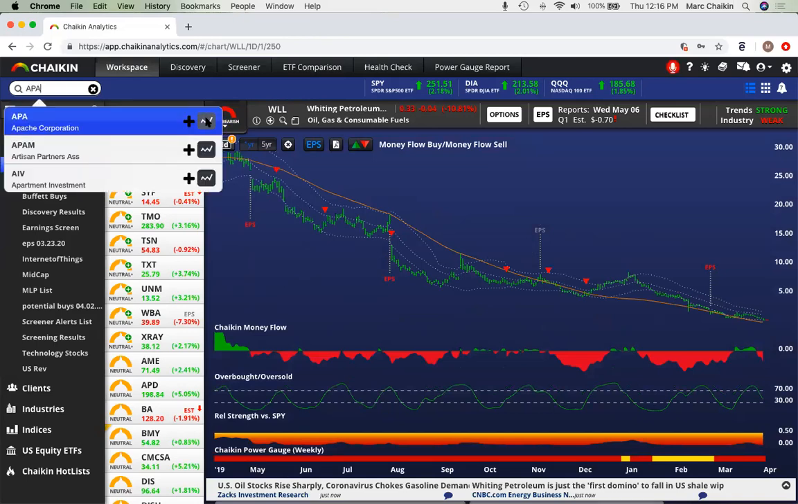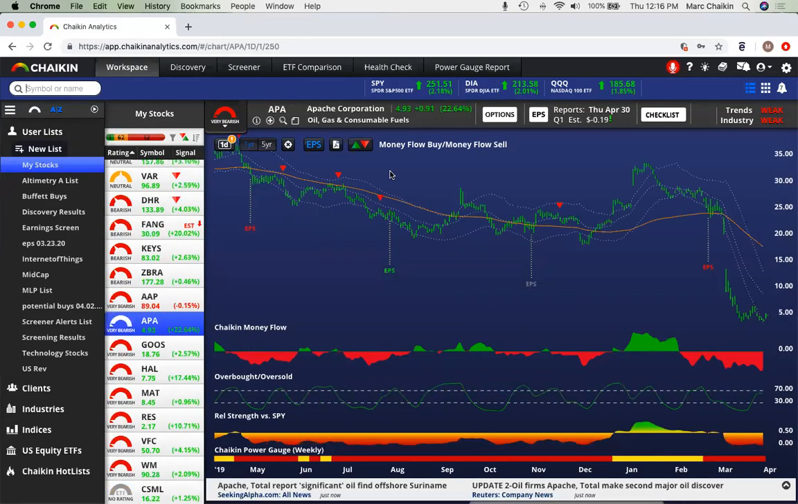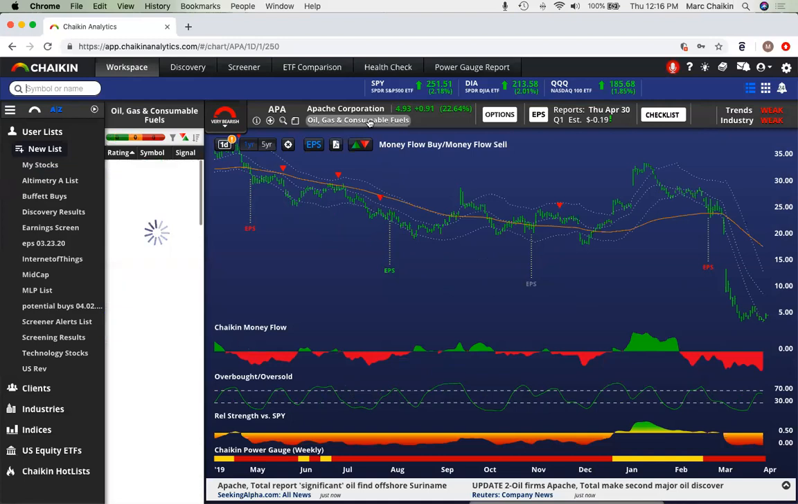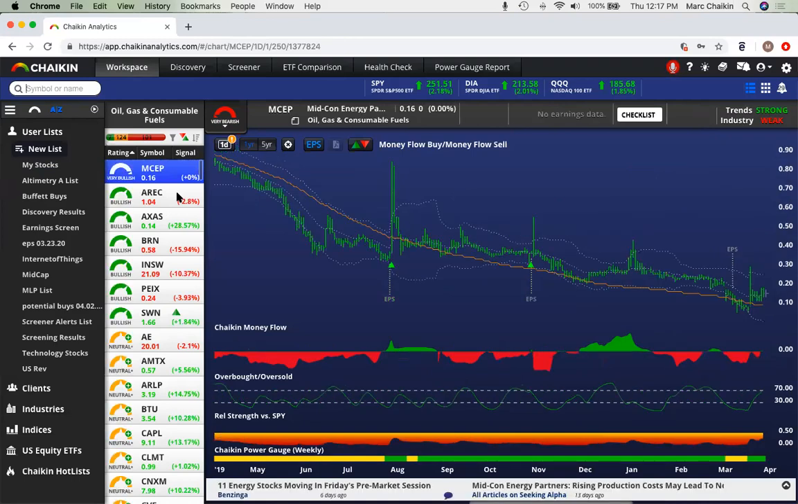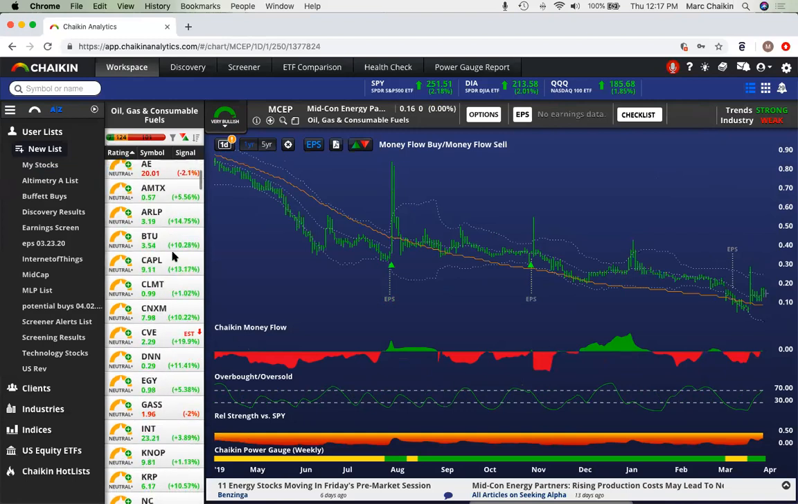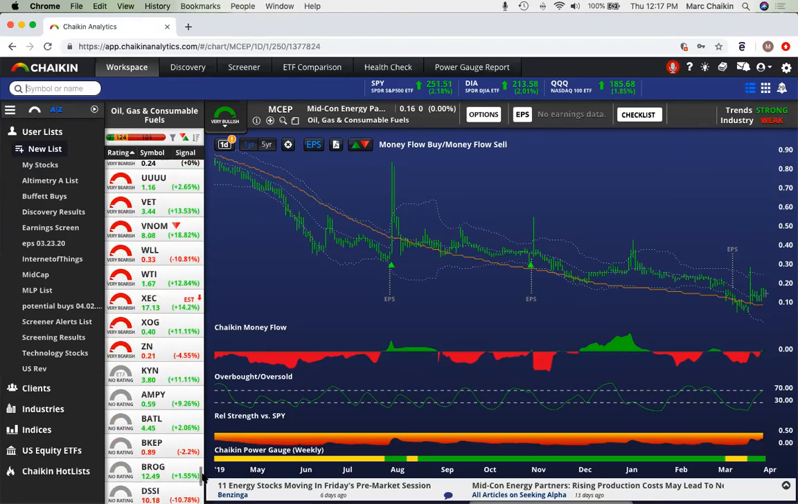So here's what Apache looks like, and this highlights one of the technology advances within Chaikin Analytics. We can look at an individual stock like Apache that's gone from 35 to 5. Very similar pattern to what Whiting did, except you got a big rally here in January where the power gauge went neutral. Or you can just click on the industry group and now see all the stocks in the oil, gas, and consumable fuels group ranked by power gauge rating. So there are a few outliers with bullish ratings, but if we scroll down to the bottom, we're going to see some names that are going to be more familiar with bearish ratings.